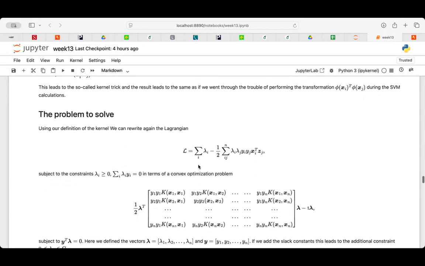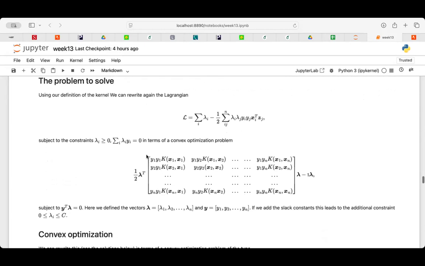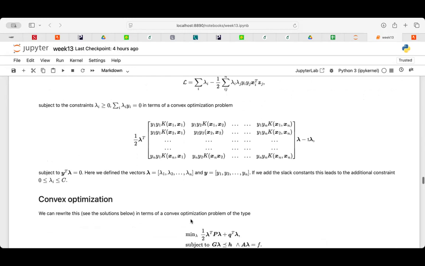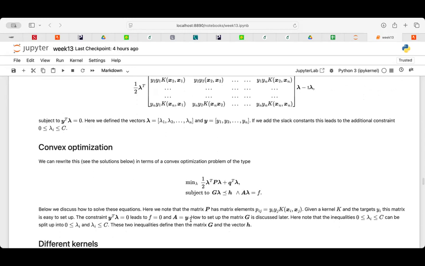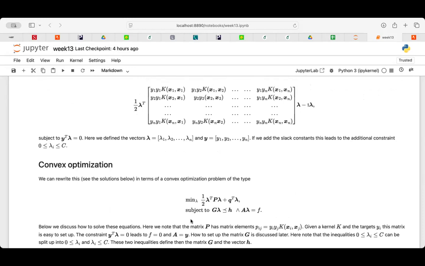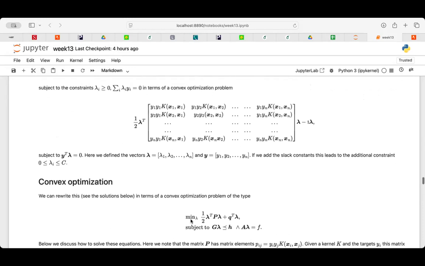So the problem to solve now is a problem where we have transformed the data in terms of this kernel here, which acts on the x's. And then our matrix now takes this form which you see here. So the optimization problem, which we have, is something which we can rewrite in a more general way.